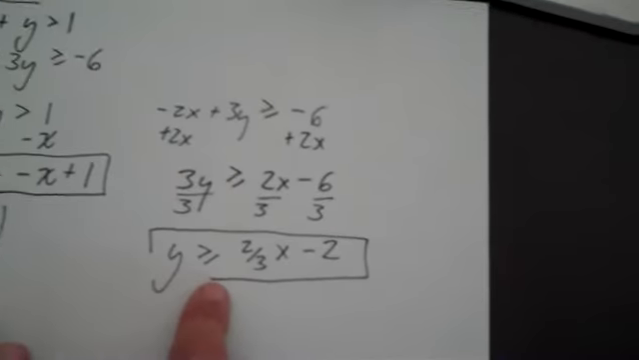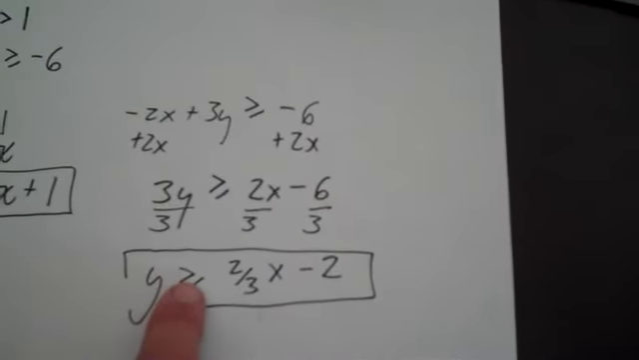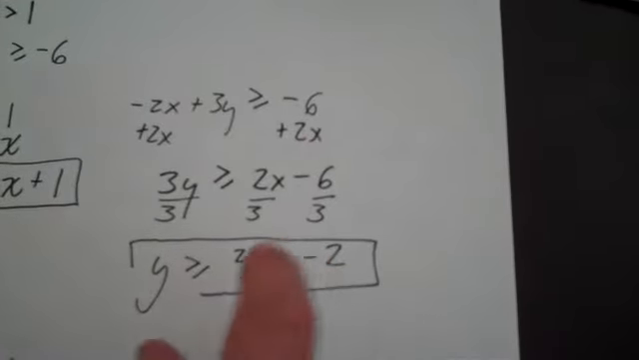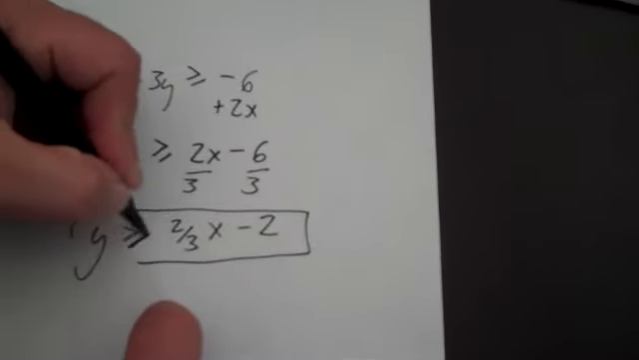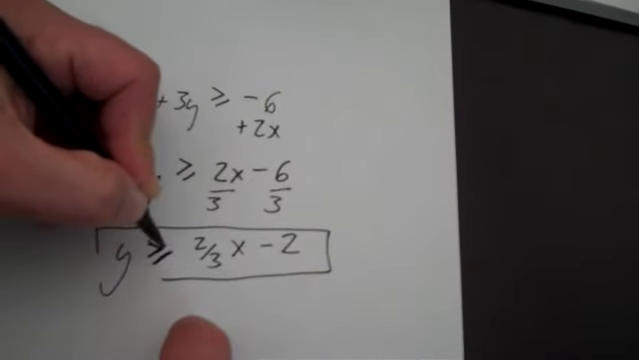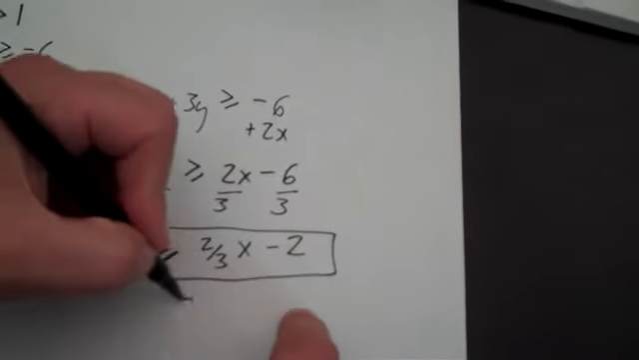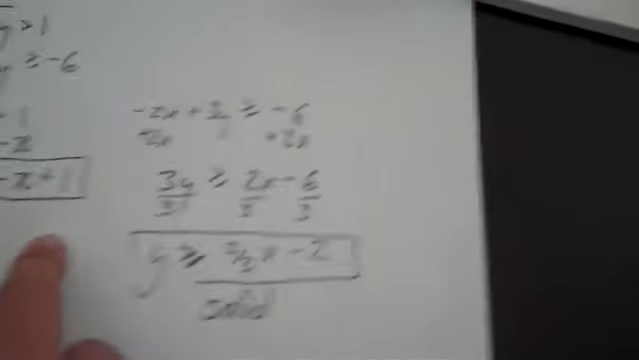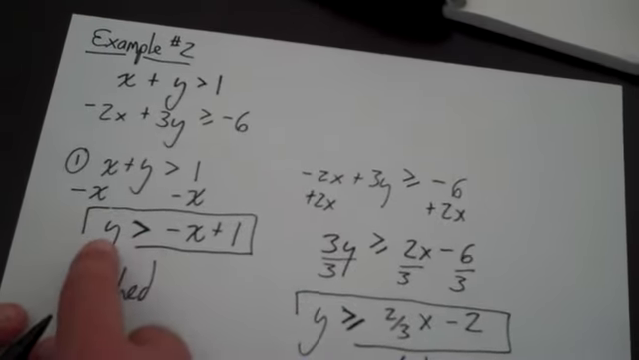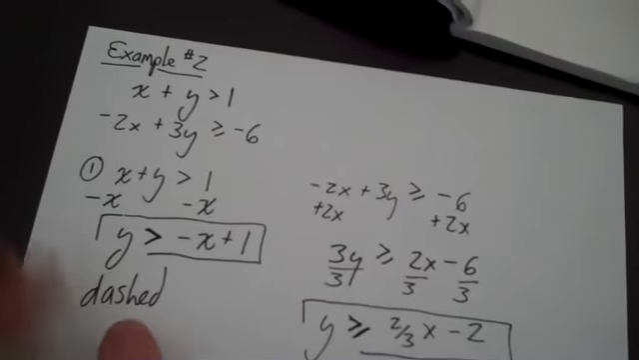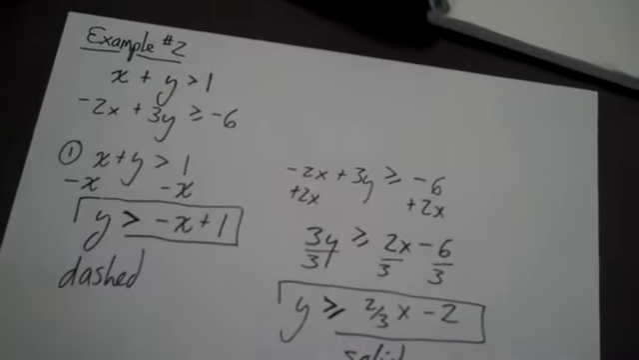Let's look at this one. This is y is greater than or equal to 2/3 x minus 2. Is this solid or dashed? Solid. It's solid because of the equal part there. If it's greater than or equal, it's solid. This one, since it's y is greater than, there's no equal there, it's dashed. So that's step 1.